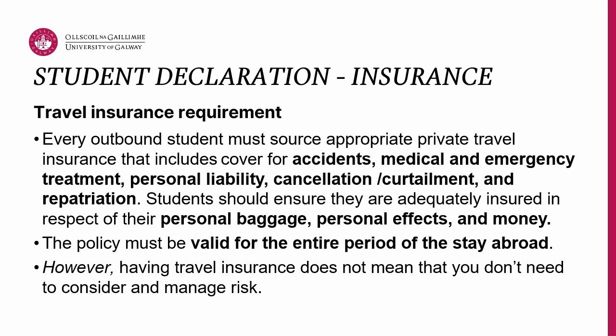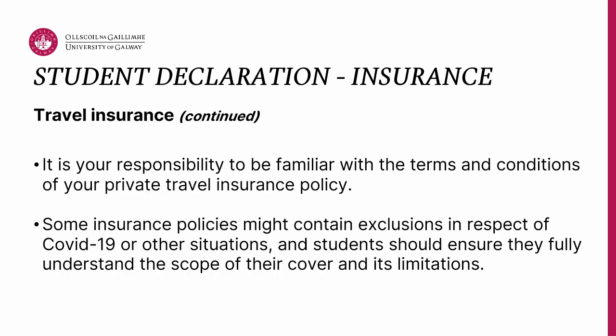You should check whether any exclusions apply and make sure you're happy with them. Check, for instance, if there are any stipulations about the duration of a single trip. In this regard, multi-trip or backpacker policies for students on mobility can be a sensible option. However, do remember that having private travel insurance does not mean that you don't need to consider and manage risk. It's your responsibility to identify a suitable policy and to be familiar with its terms and conditions. Make sure you understand the scope of the cover and any possible limitations.